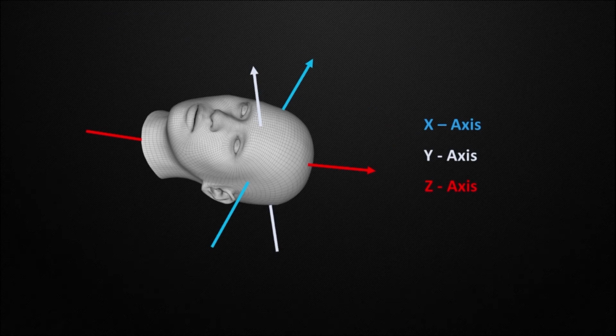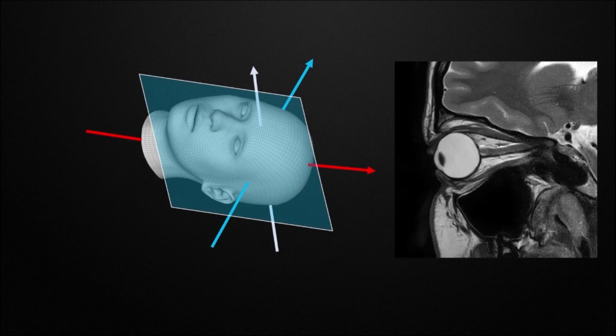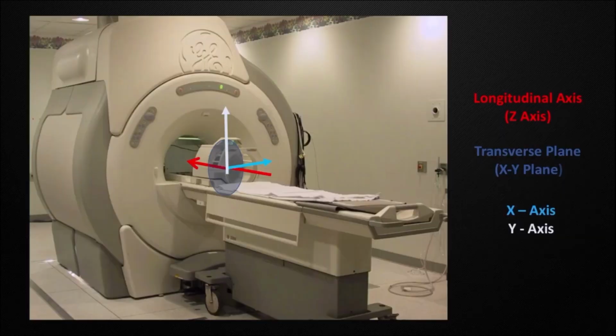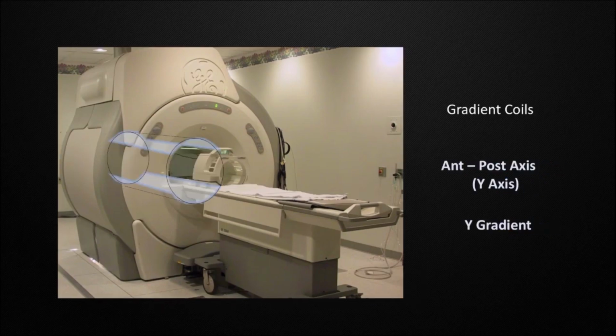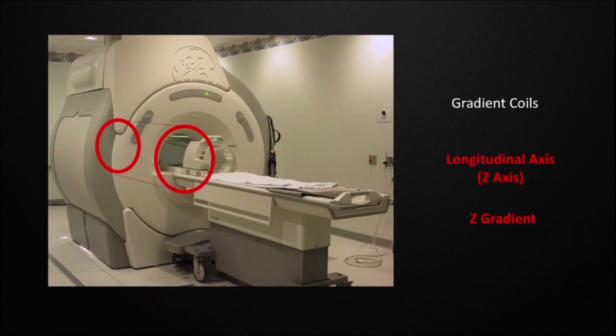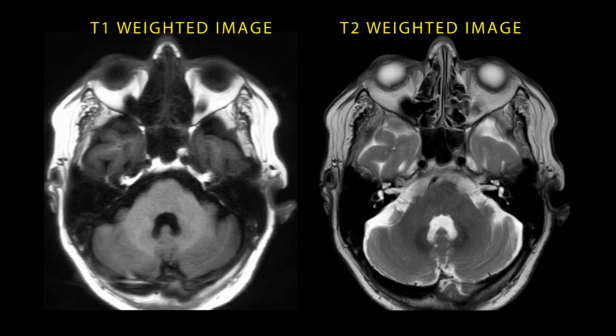MRI assesses the body in different axes, thus producing axial, coronal, and sagittal sections. The lack of ionizing radiation exposure and a higher soft tissue contrast makes MRI the preferred modality for assessing ocular and orbital anatomy and pathology. The emitted signals depend on the concentration of nuclei in that region and the relaxation properties of nuclei characterized by T1 and T2 relaxation times.